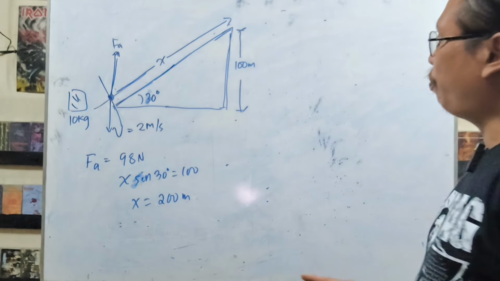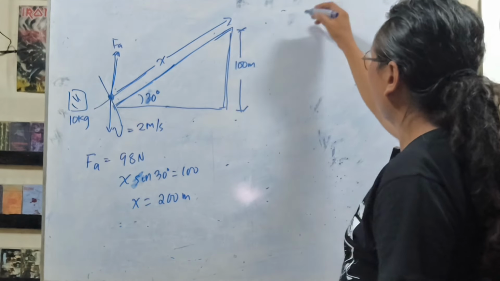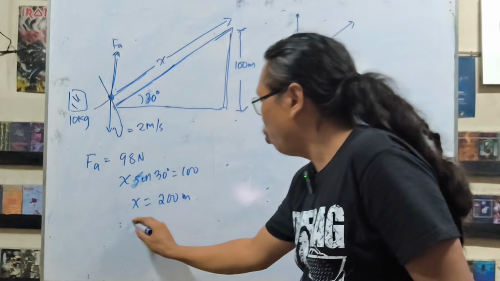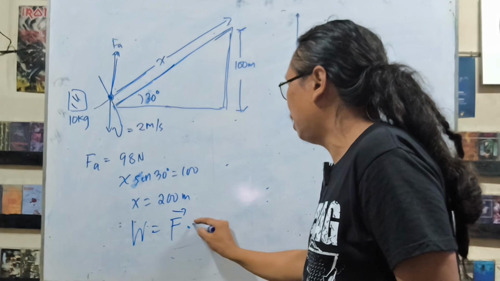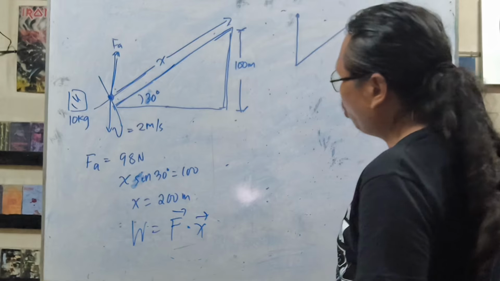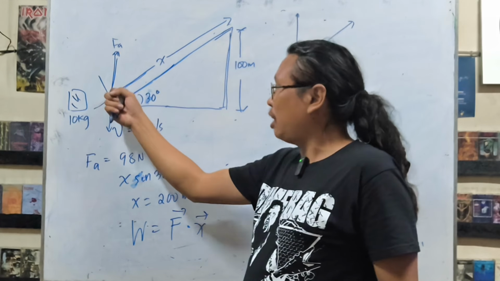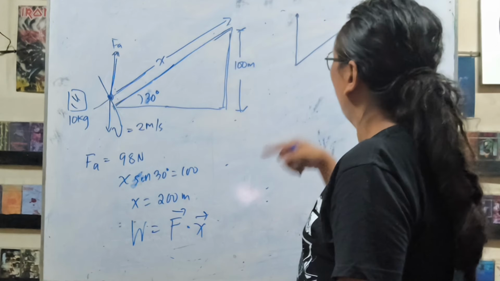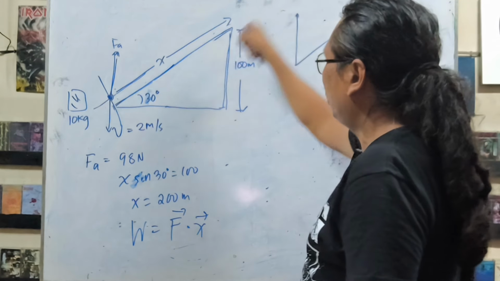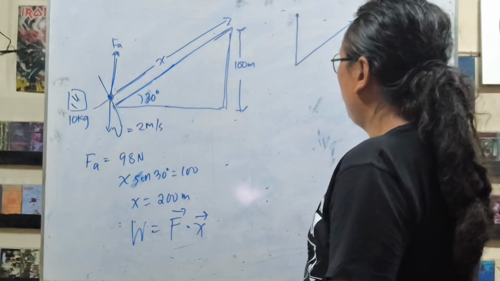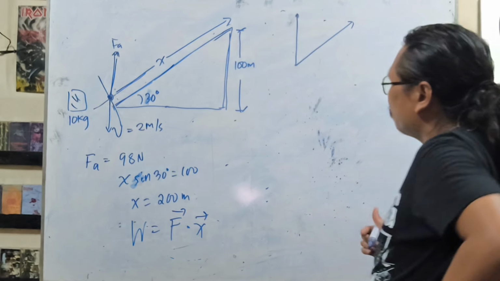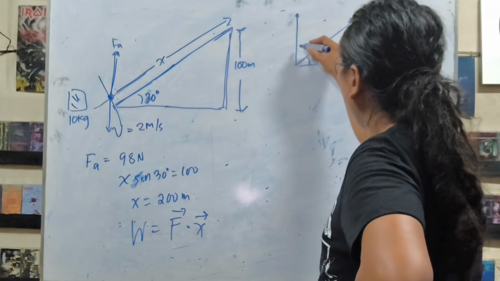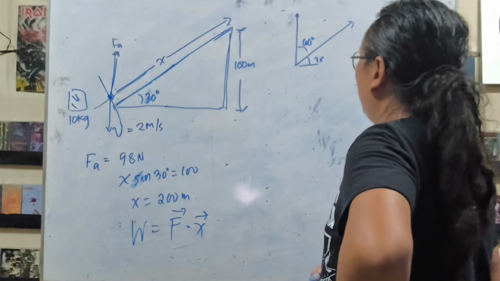Now, to calculate the work done by this F, I need to know the angle, because again, the work done is equal to F dot X. No integration is required here because our force is constant and our displacement is a straight line, and our velocity is constant. So no integration is needed. If this is 30 degrees, that means that this is 60 degrees.